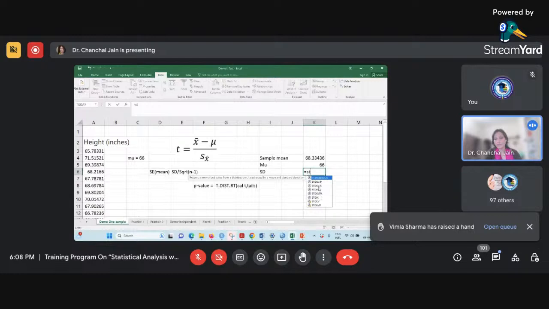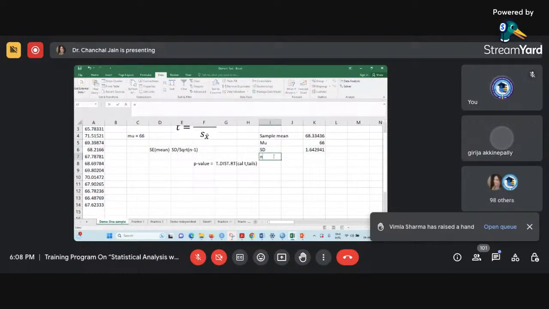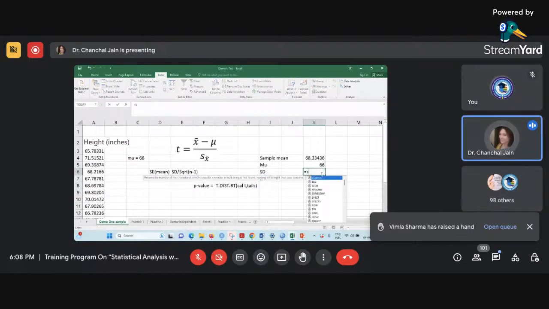I was talking about the denominator part of this formula to get the t value. Here we have x bar that we have calculated, and we have mu, which we have assumed. The denominator is the standard error of mean. To get this figure, we use the formula standard deviation divided by square root of n minus 1. Firstly, I'm calculating the standard deviation, so I'm writing S. Here it is coming as STDEV that I'm using, and then I give the range of my variable and press enter. This way I'm getting the standard deviation. Is it clear to all?